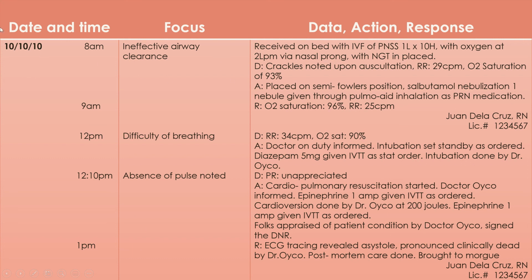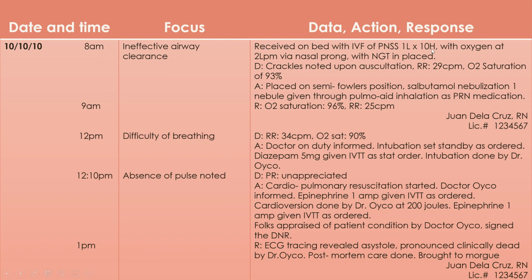Okay, so, ito naman yung example of the FDAR charting na naka-column. Okay, so, for instance, date and time. So, you have here the date and then, andito yung time. And then, focus. So, kung ano yung focus mo, kung ano yung problem, and then DAR, ito siya. So, in this case, we have multiple focus here. We have multiple like problems here. So, ang una, at 8 a.m., ang focus mo is ineffective airway clearance. Paano mo nasabing ineffective airway clearance?